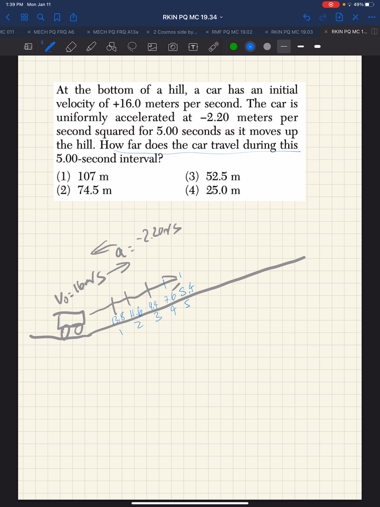How far does it travel during this 5-second interval? Well, we can say that the average velocity is always the total distance over the total time. So the total distance would be the average velocity times the change in time. We know the time is 5 seconds. The question is, what's the average velocity? The other formula we have for average velocity is v plus v0 over 2. So the final velocity we see is 5.4, initial is 16, all over 2, which gives us 21.4 over 2, which works out to be 10.7.